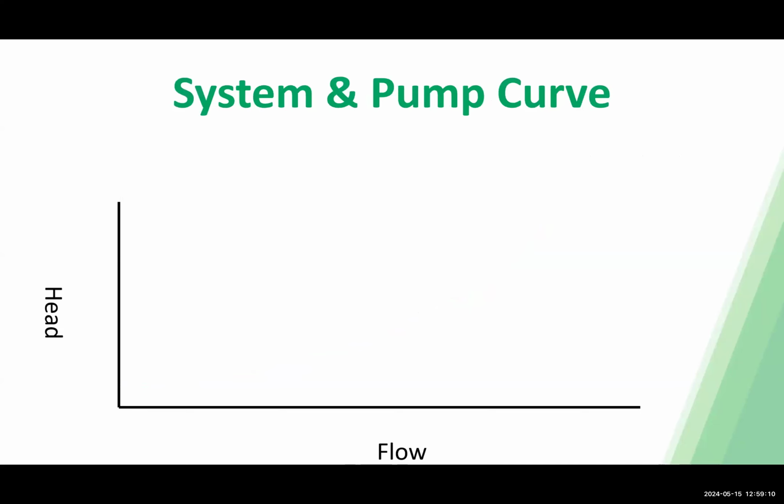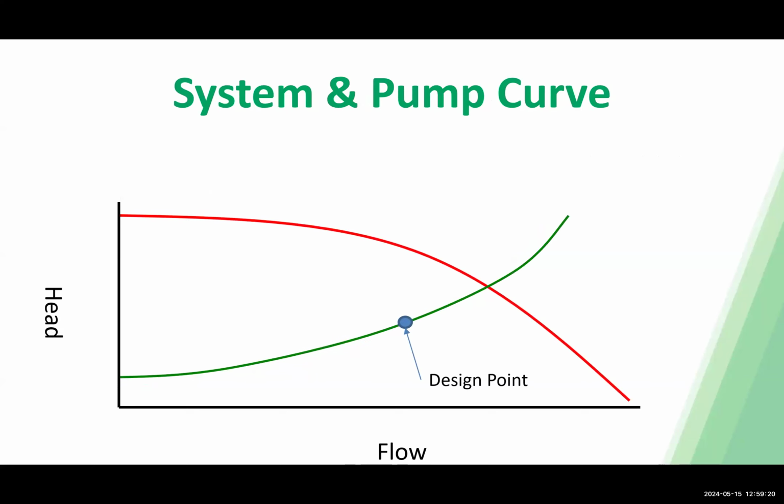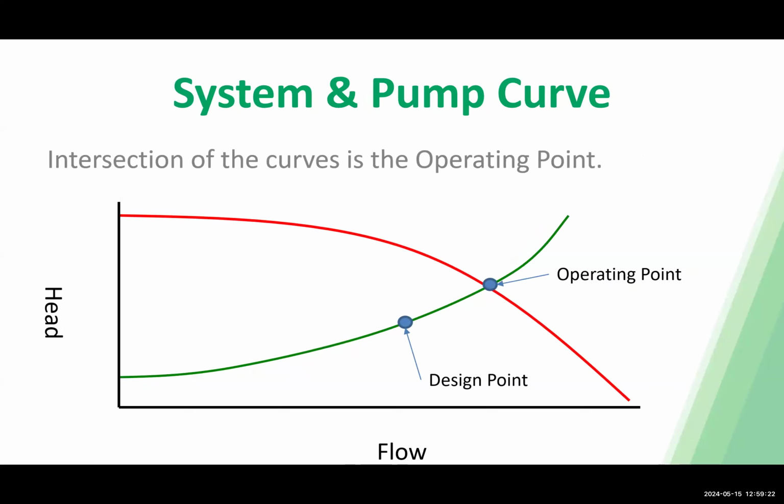So now let's compare your system and pump curves. We have our design point here, and we have our pump performance curve. If you map out that system head curve, you're going to get something that we call the operating point. That is the intersection of these two curves. That operating point is going to be the actual flow and pressure of that pump.